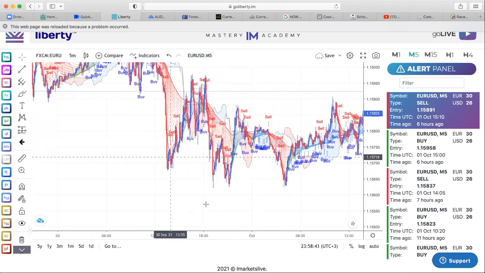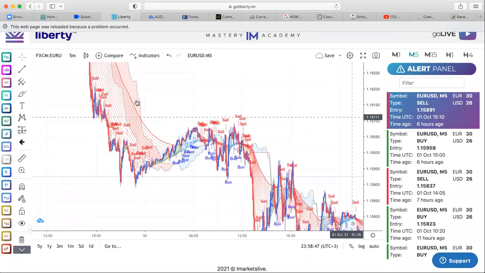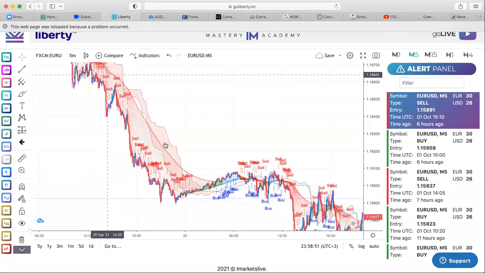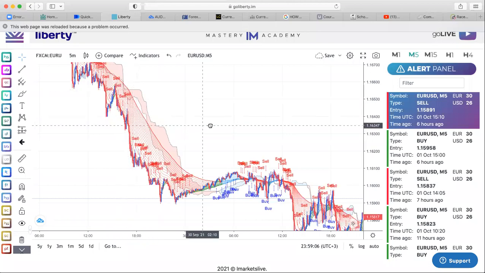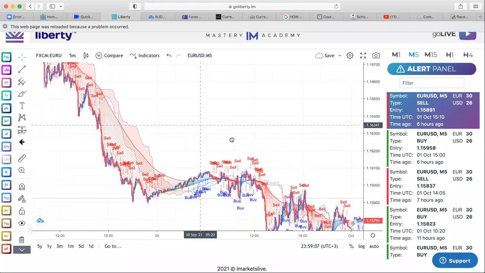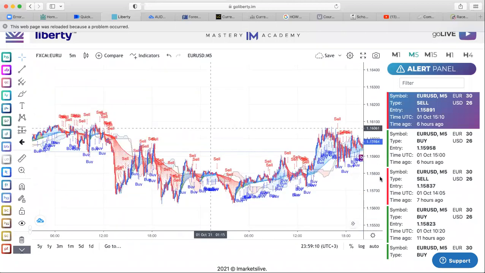Whenever you see the red clouds above, that's where you can see really high trends. Somewhere like here, look at these drops. You can see that the red cloud is above. Around this area, you can see that the red cloud is above. That's why you can see this massive drop. So I like taking my trades when the blue clouds are below for a buy and the red clouds are above for a sell. So that's for the clouds.